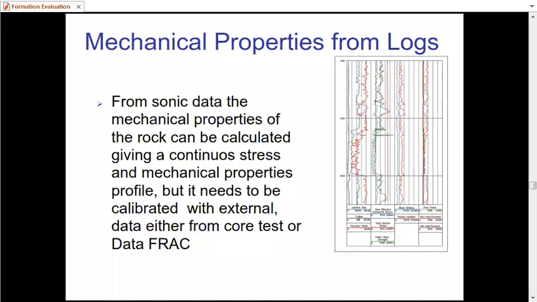And one of the main properties coming from logs that will be of great benefit in our production operations and stimulation operations is the mechanical properties from logs. We are using the sonic data to detect and measure the mechanical properties of the rock, which can be calculated to give a continuous stress and mechanical properties profile, but it needs to be calibrated with external data, either from core tests or data frac or mini frac analysis.